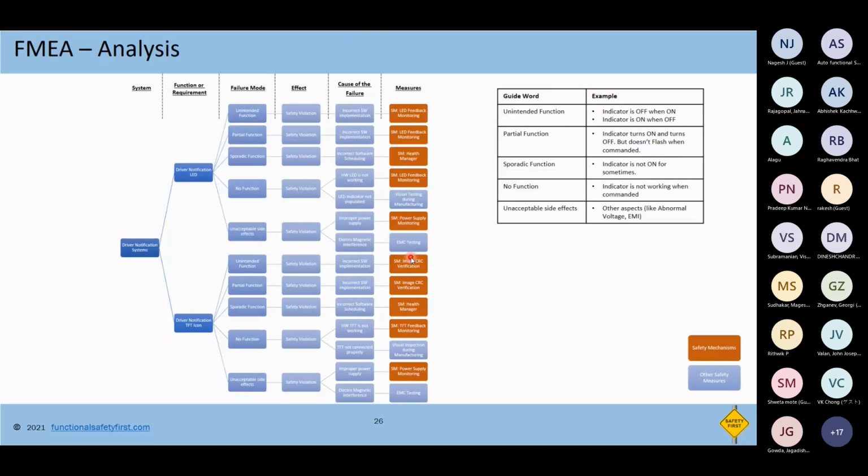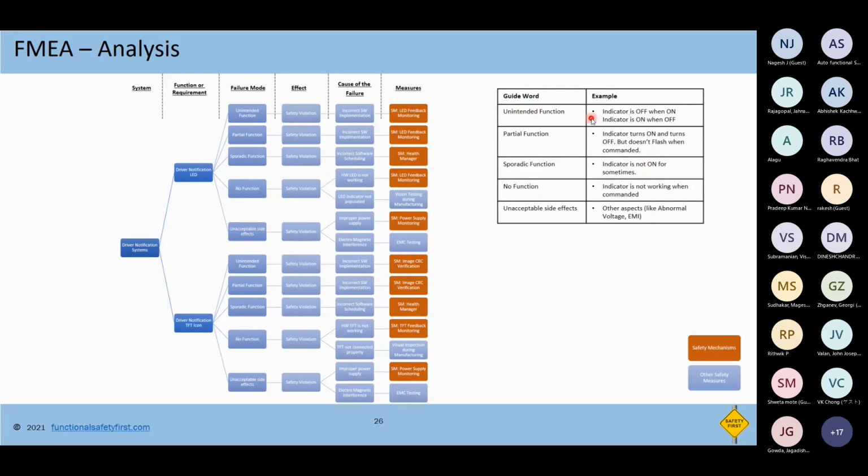So here we come up with a simple representation of FMEA. Our system is the driver notification system, and for the time being I've taken two main use cases: driver notification LED and driver notification TFT icon. And we applied the guide words. We mapped the guide words here: unintended function, partial function, sporadic function, no function, and unacceptable side effect.